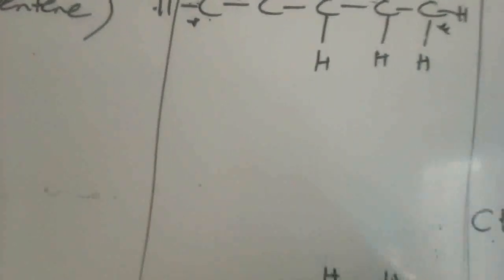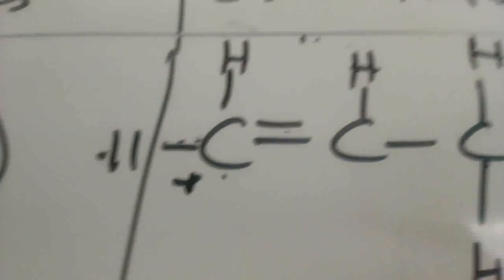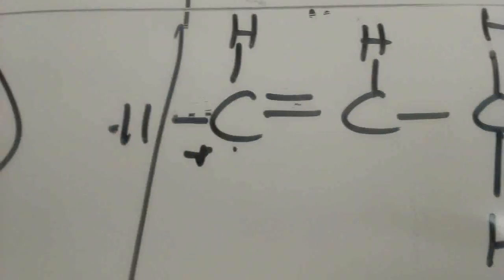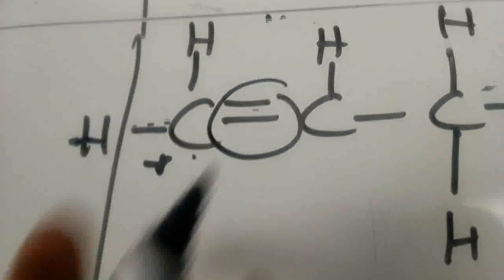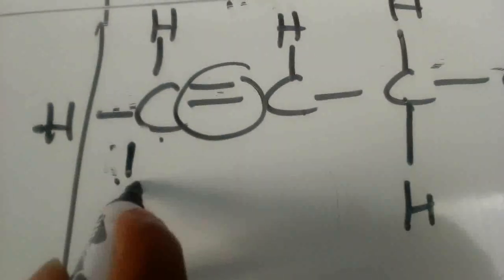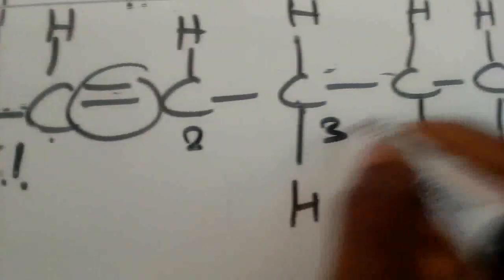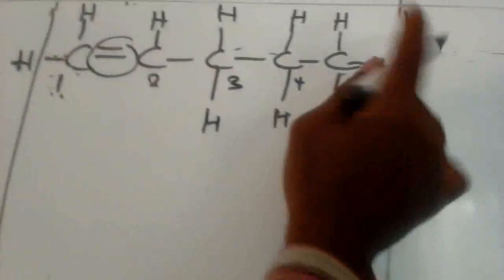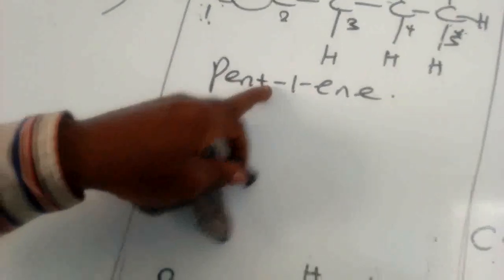To start numbering, I'll number from the end that is closest to the functional group. The functional group of alkenes is the double bond. So this end gives me number 1, because counting this way gives 1, 2, 3, 4, 5, which is closer. This is called pent-1-ene, or 1-pentene, meaning the hyphen comes before and after the number.